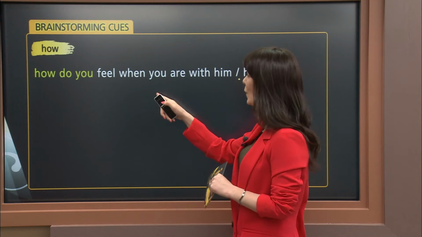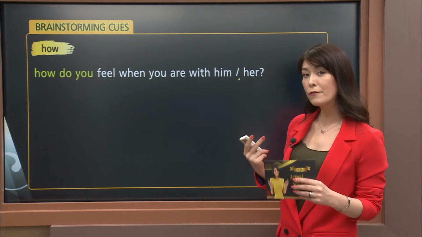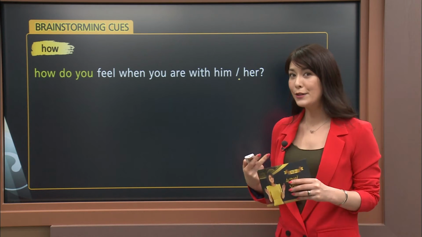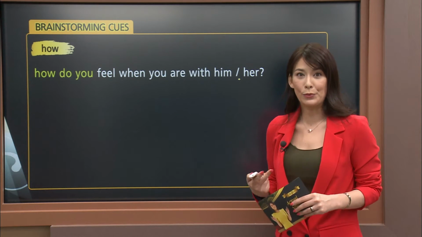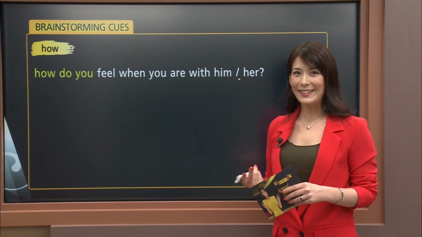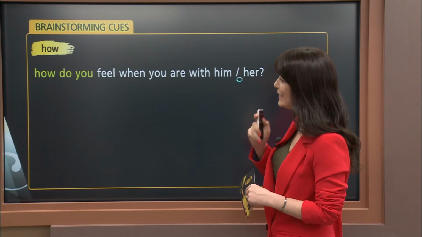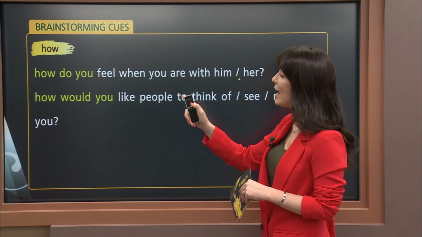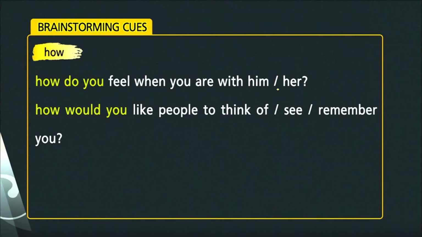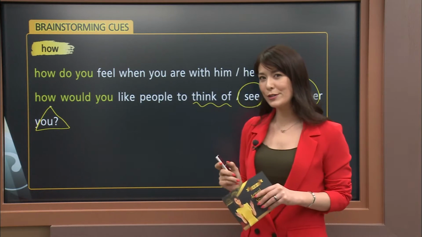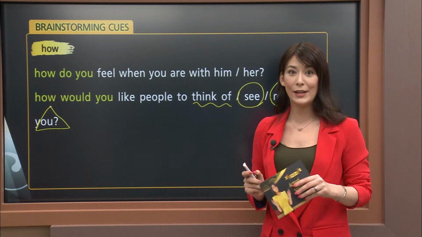How do you feel when you are with him or her? Comfortable, happy, uncomfortable, sad, depressed, energetic, okay? Think about all those things. And moving on to our final question, how would you like people to think of or see or remember you? So we're thinking about, okay, think of seeing or remembering who? You. Okay, so what kind of person do you want people to think that you are?